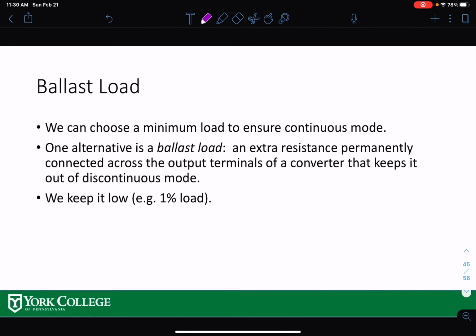That kind of load is called a ballast load. How to design one for the ballast load? We're going to get into it in class when we solve the problem.